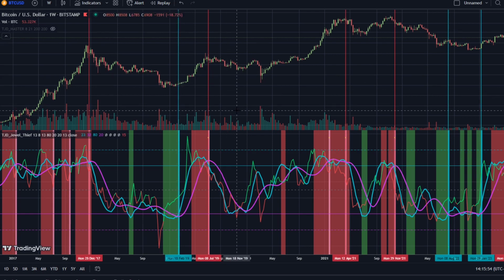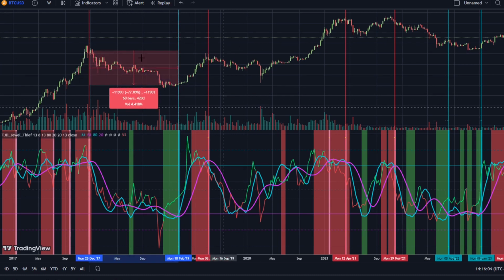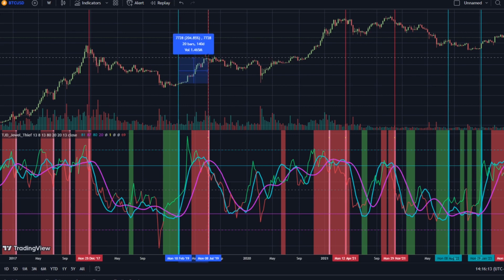So just essentially using the strict buy and sell signals from this indicator, we can see here that it would basically have us selling here and then buying here. So we avoid a 77% downtrend, or short, and make 77%. And then it has us buy right here and we move to the upside. So that's going to be about a 204% gain.